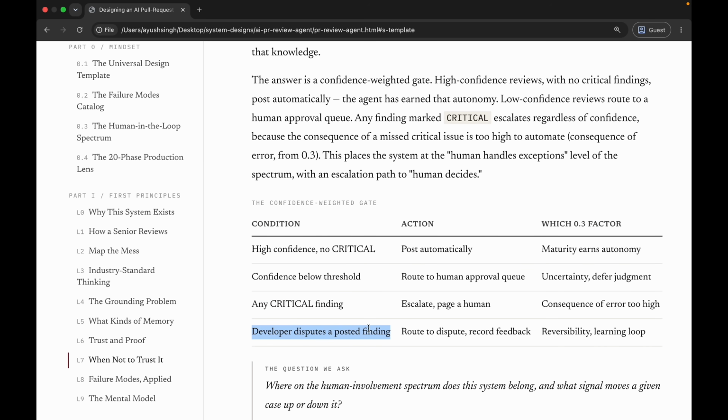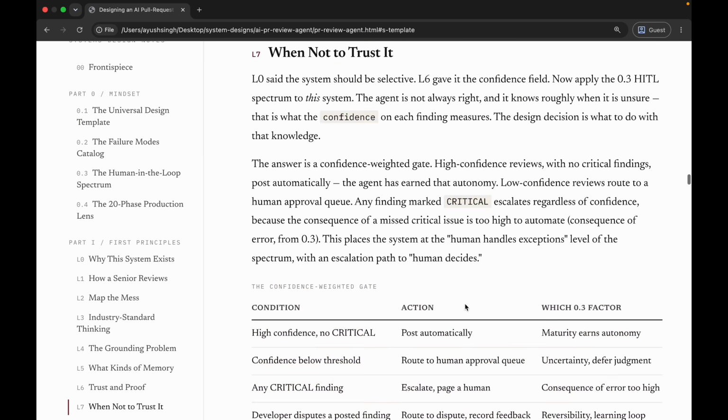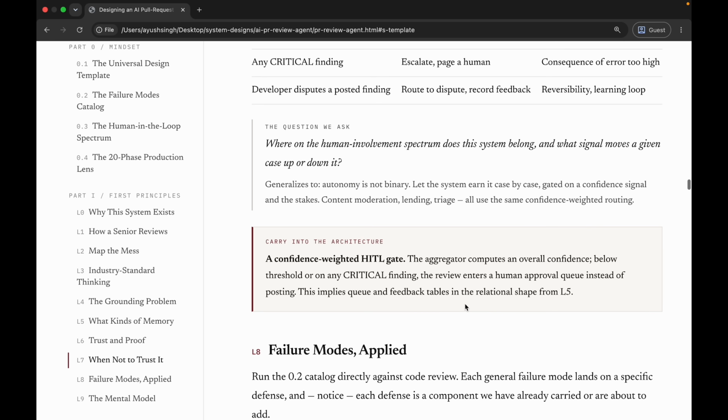Developer disputes are posted, which means the posted finding is not correct, which means record the feedback, which is reversibility and a learning loop. It should also learn and improve over a period of time if somebody disputes that the agent's answer is wrong. So we will implement the HITL gate, which is human in the loop.